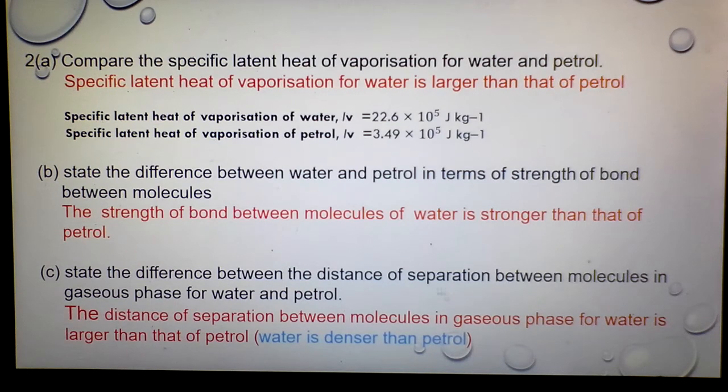State the difference between the distance of separation between molecules in the gaseous phase for water and petrol. The distance of separation between molecules in the gaseous phase for water should be shorter than that of petrol. Water is denser than petrol because the bond is stronger compared to petrol. Okay, so you can just make corrections for this one.